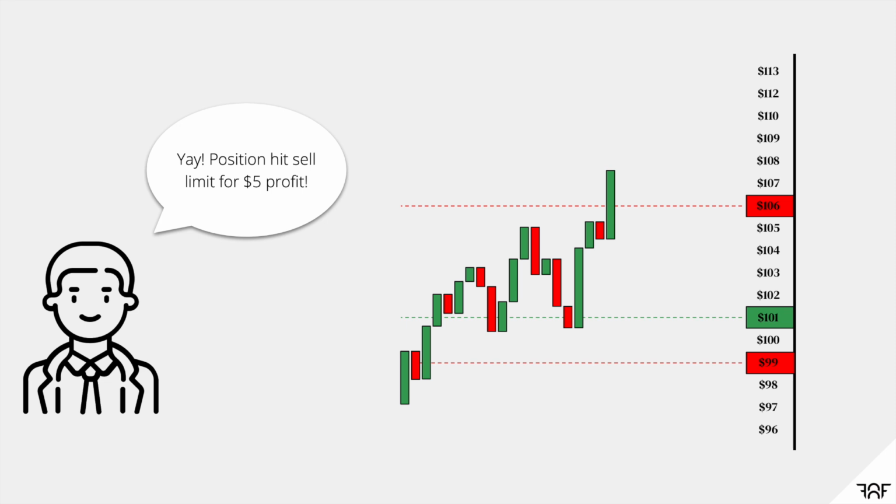This also eliminates the need to cancel orders which were never executed, such as the stop order in the example shown here at $99. Since this order never hit, it will remain there until it is executed or canceled by the trader. This would not be a problem when utilizing a bracket order.